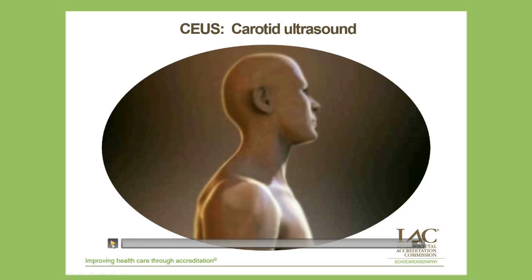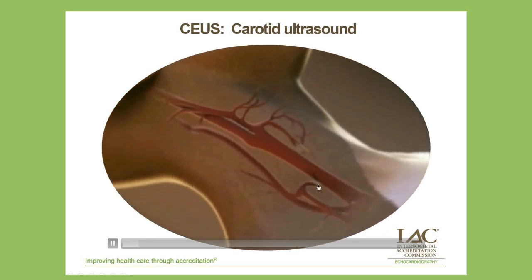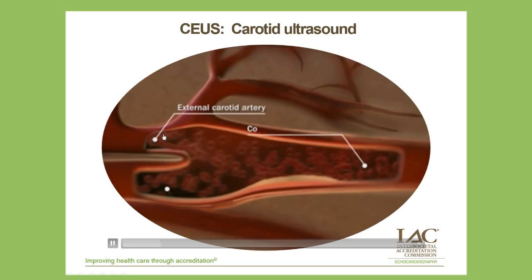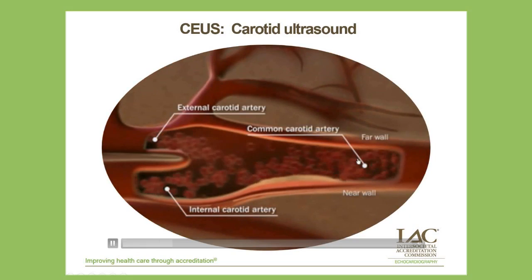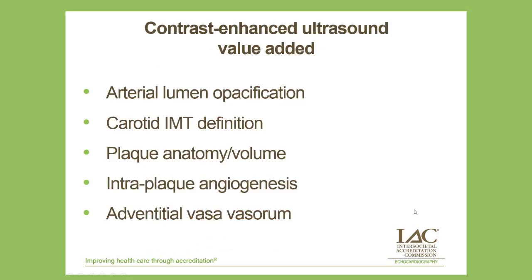This is a cartoon of a carotid artery of a patient. As you can see, we're going to focus on the common. Right here, the bifurcation splits into the external, the internal, and this is the common. The bifurcation is often where most of the disease is.